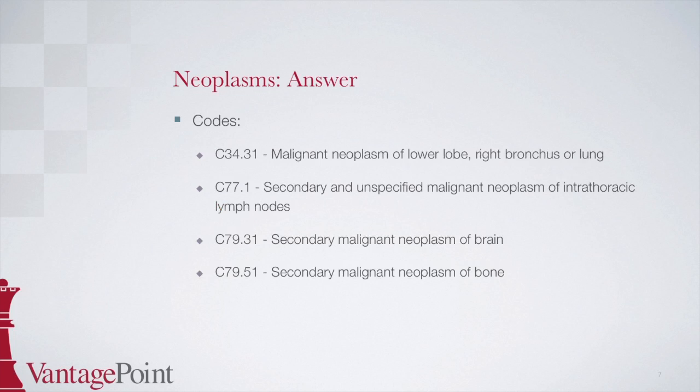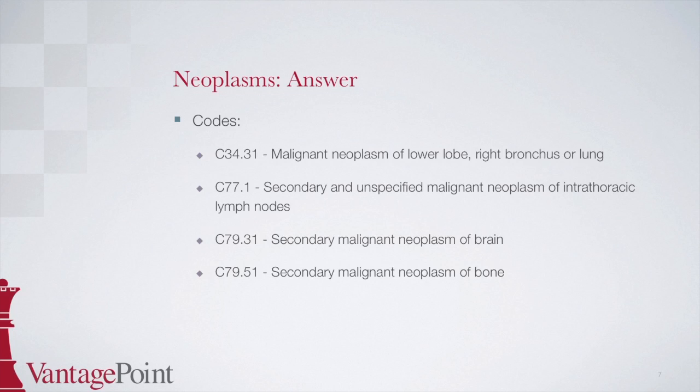Our first code is C34.31, which is for the small cell carcinoma of the right lower lobe. Since we have the histologic term carcinoma, I first went to the alphabetic index and looked up carcinoma, which has in parentheses next to it, see also neoplasm by site malignant. I just checked to make sure that lung wasn't also listed, but since it wasn't, I went to the neoplasm table, then went to lung.